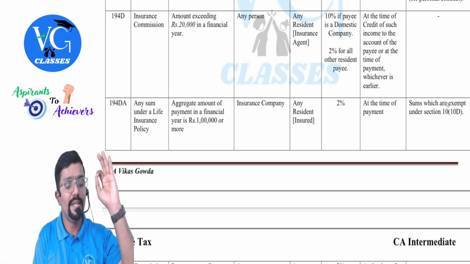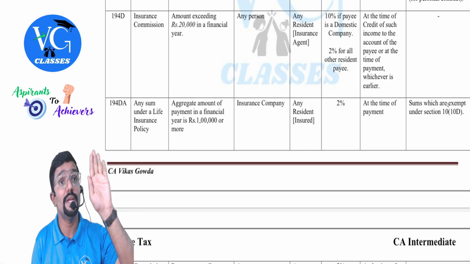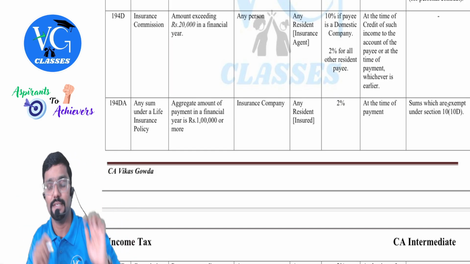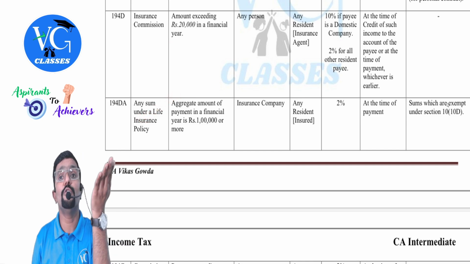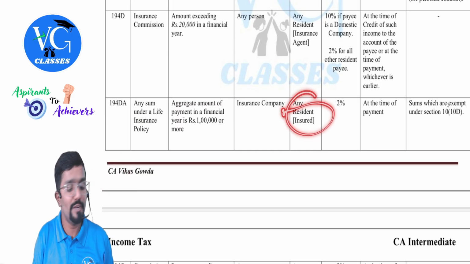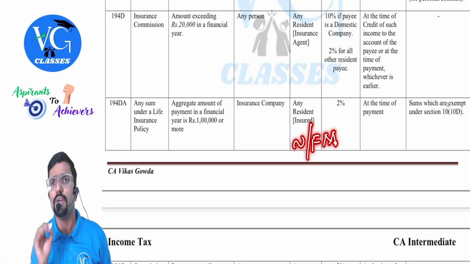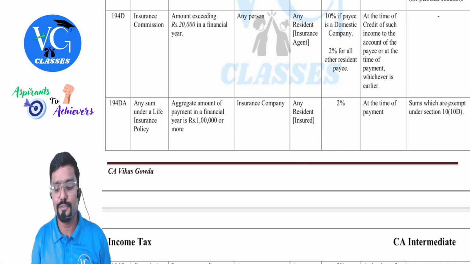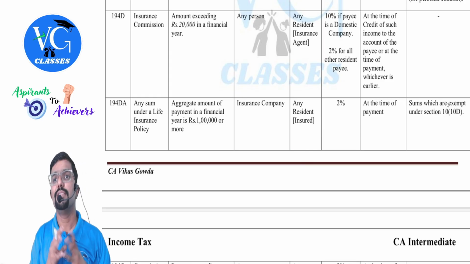Okay, listen. D is different, DA is different, guys. D is on insurance commission. Who will pay to whom? The insurance company to the agent. Whereas this is on the policy amount. Who will pay to whom? The insurance company to the insured. Sir, what if it is paid to a nominee or family members? Fully exempt, no TDS. Correct? Yes, because it is fully exempt, right? If it is exempt, no TDS. If it is taxable, then only TDS.